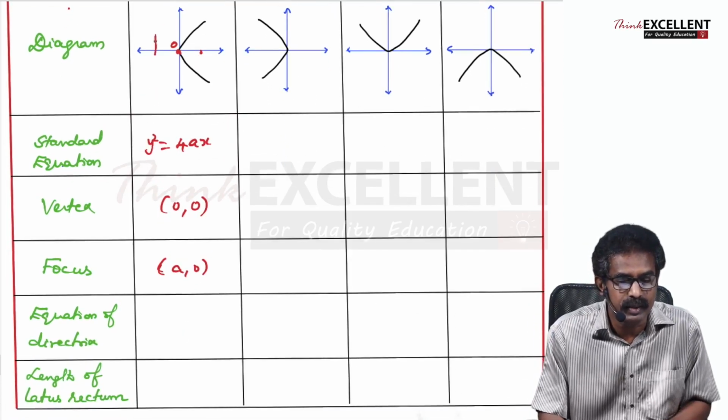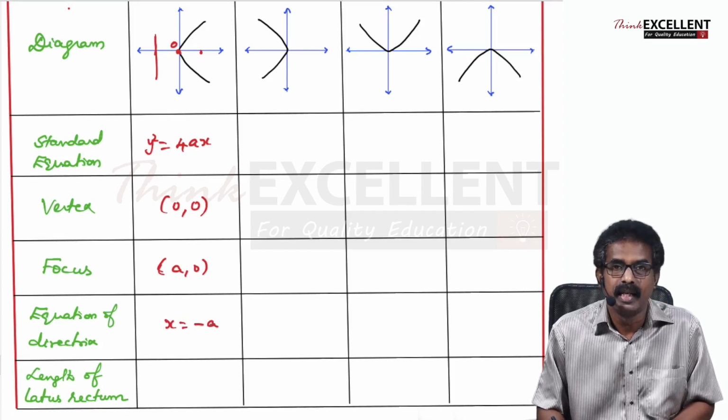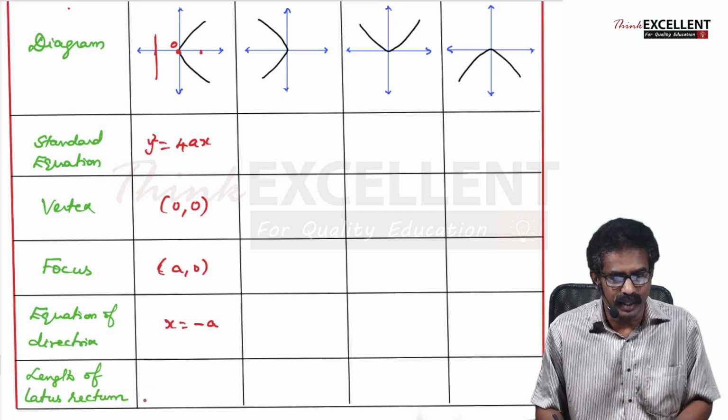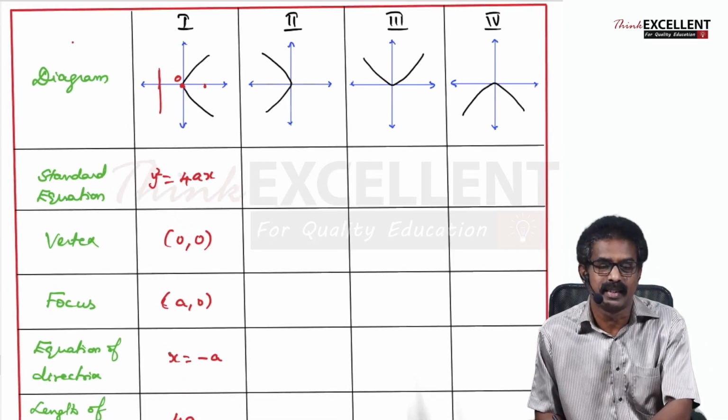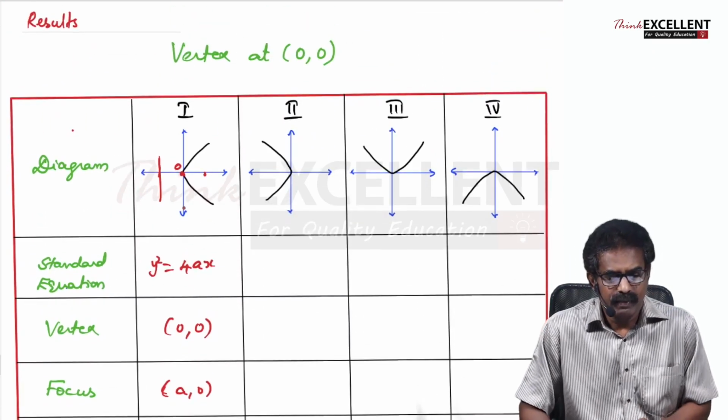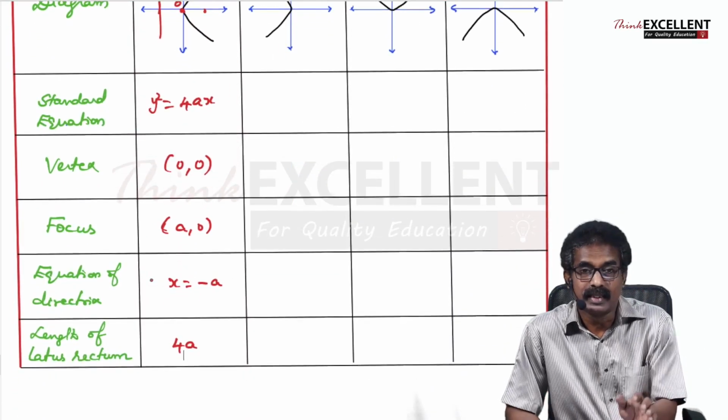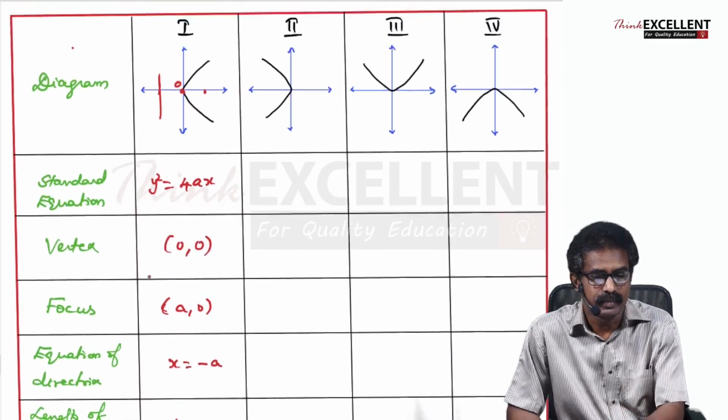The equation of the directrix: the directrix will be on the left side, right? So x equal to minus a. The length of the latus rectum is 4a. And we studied much more, right? At least learn these things. First type, you know everything. Now let us see how to write the other ones.